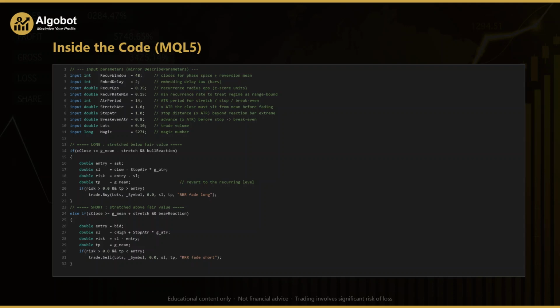The short block is the exact mirror, reached with an else if. If the close is at or above the mean plus the stretch, and the bar is a bearish reaction, it enters at the bid. The stop loss is the reaction bar's high plus 1 average true range, and the take profit is again the window mean. When the risk is positive and the target sits below the entry, it calls trade.sell. Both sides share the same logic. Fade the stretch, aim for the mean, protect with a structural stop.